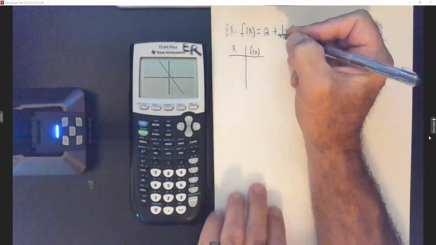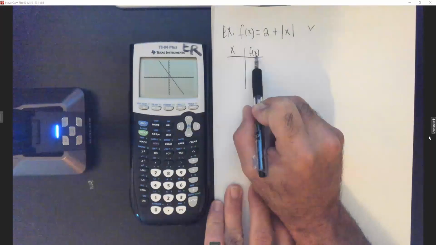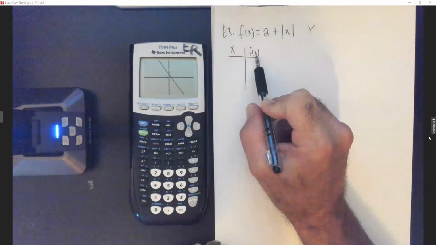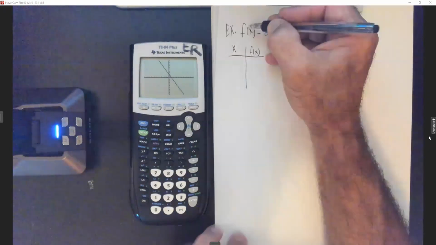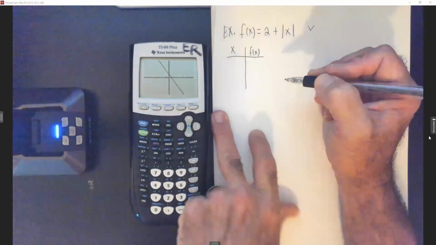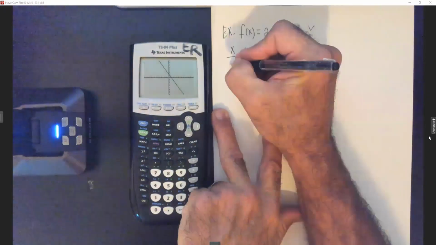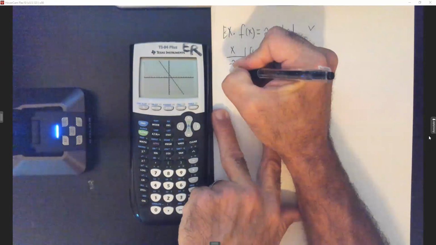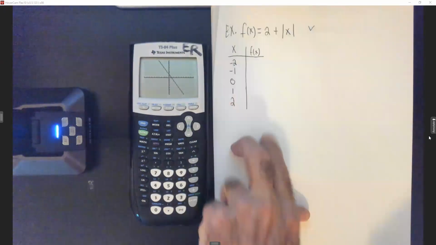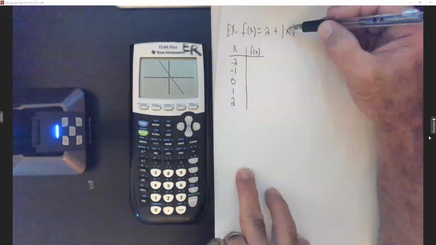And then an x, f of x. F of x is the same thing as a y, okay? So sometimes you'll see us put a y there. Sometimes you'll see us put an f of x. But you've got to get used to f of x and y being the same thing. All right, they gave me 5 numbers here: negative 2, negative 1, 0, 1, and 2. Remember, this is going to end up being a V since it's absolute value, okay?